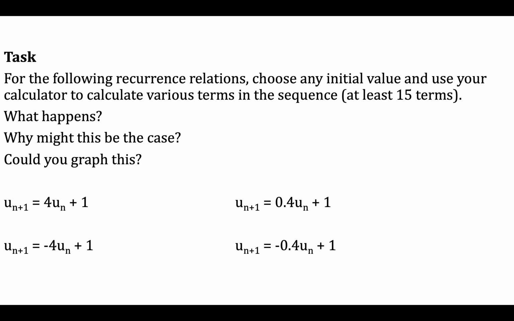So put some values into these sequences and see what terms come out, and I want you to ask yourself what happens. Obviously, is there something going on with the numbers? Why might this be the case? And could you graph this? Now, probably to graph this just now would be a lot of work for you, but it's literally the question, could you graph it? And we can come back and chat about what goes on here.